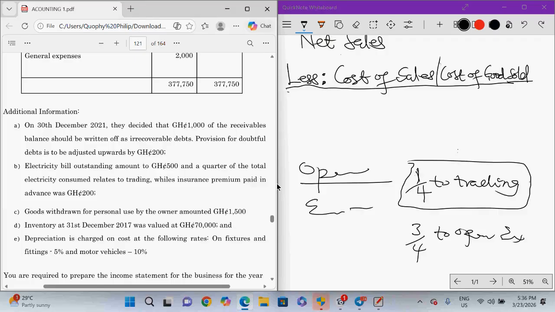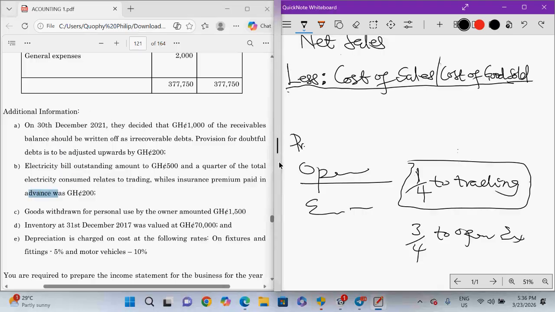Whilst insurance premium paid in advance. Advance means what? What is another name for advance? Prepaid. Insurance is an expense. So if insurance is an expense and it has been paid in advance, and we know that advance means prepaid, what do you think? When it's a prepaid, we deduct it less.